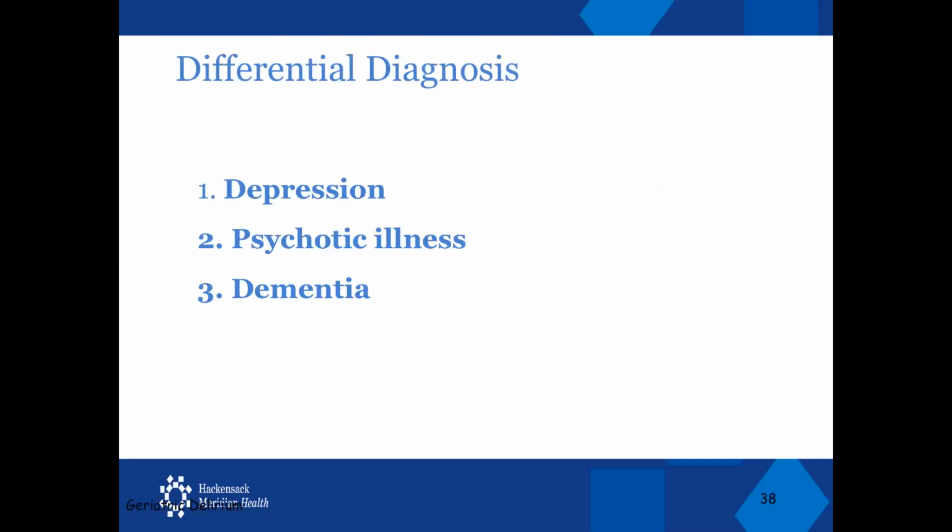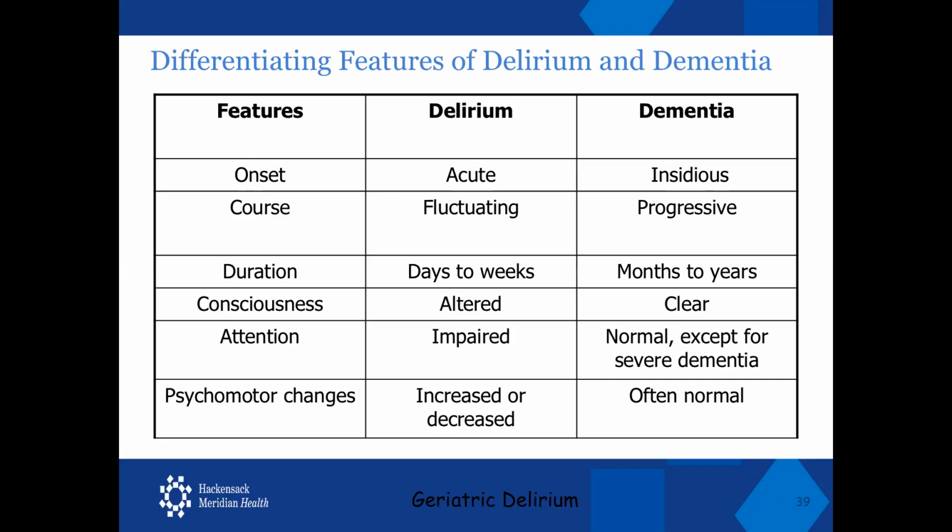So this is what your differential diagnosis would look like. Dementia would be the big one, but then you also want to worry about, is it depression, is it psychotic illness, or is it just plain delirium? And this is how you would differentiate between delirium and dementia. Acute onset is so important. Anything that's cognitive but acute, you're dealing with delirium, not dementia. Something that's slowly progressive, you're dealing with dementia. Delirium fluctuates, dementia is progressive. Period. There's no fluctuating course in dementia.